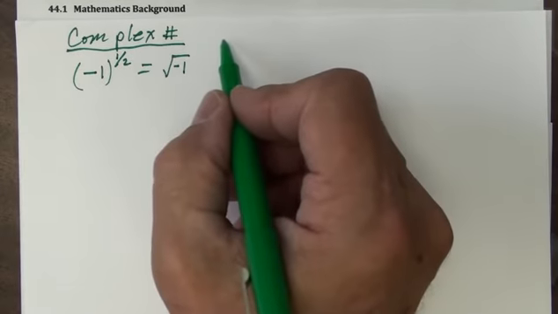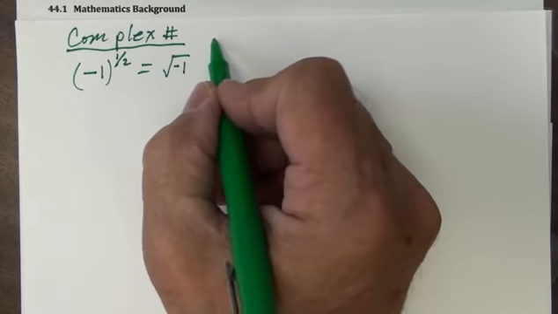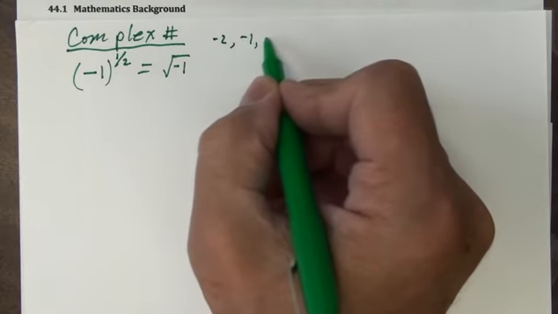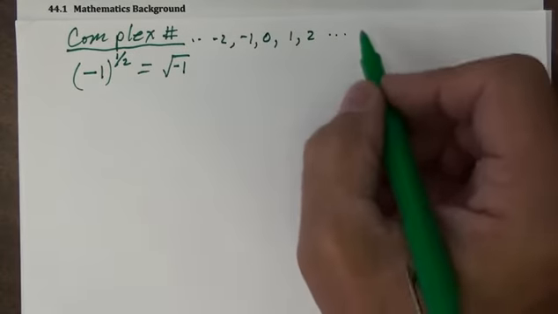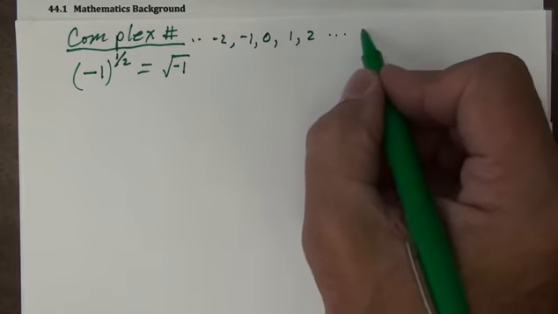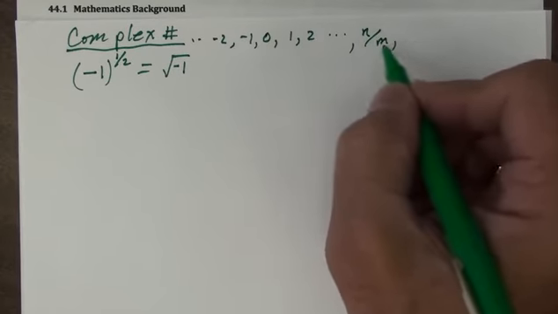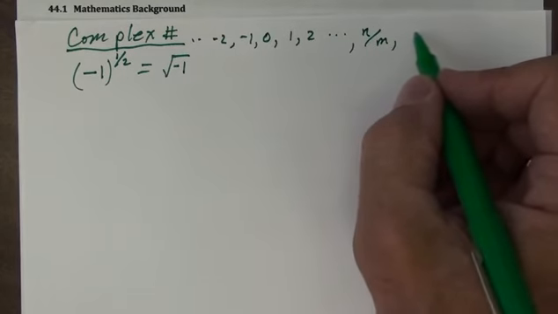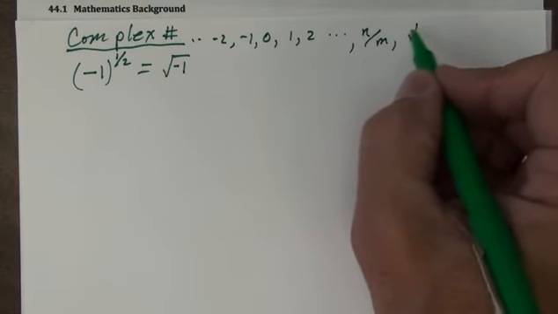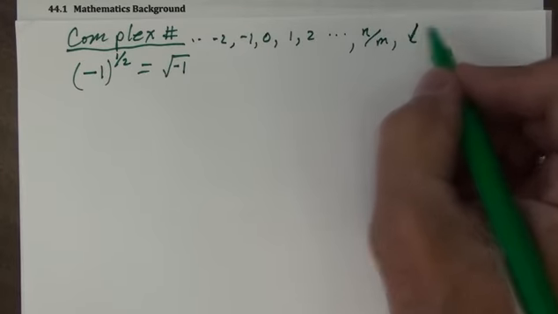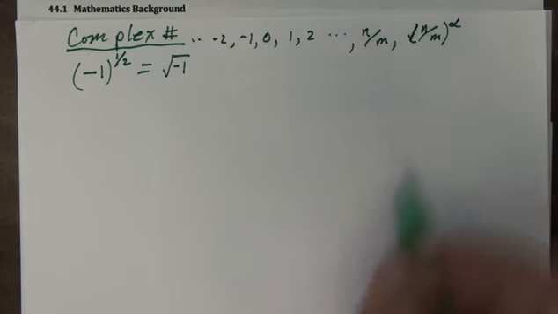If I look at the entire sequence of all of the numbers, that's minus 2, minus 1, 0, 1, 2, to infinity in both directions, and then I look at all the rational numbers, any one of these integers divided by another integer for all the rationals, and then I look at the irrational numbers, which are the roots where I have any number or any rational number, n over m, to any power, let's say alpha.